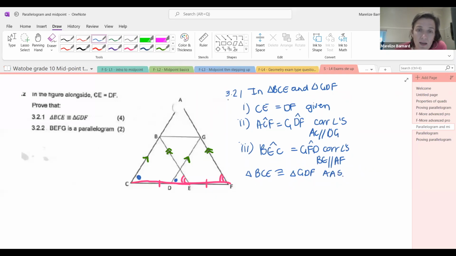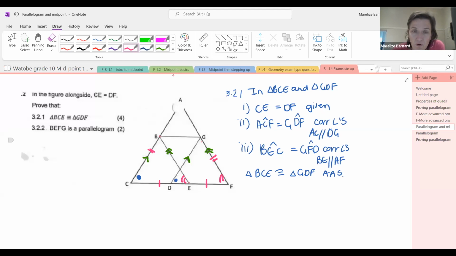Okay, and now that we have these two congruent triangles, I'm just going to take some stuff away that we don't need here. We can say that this side is equal to this one because of the congruency. So our last question is for BEF. We have to prove that BEFG is a parallelogram. So this one here, BEFG.